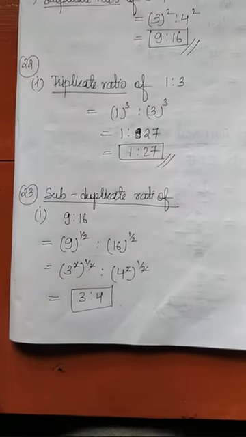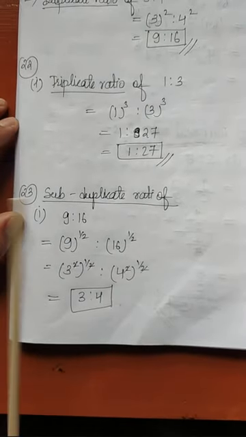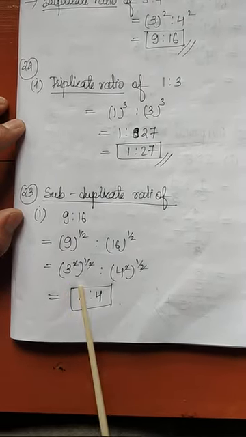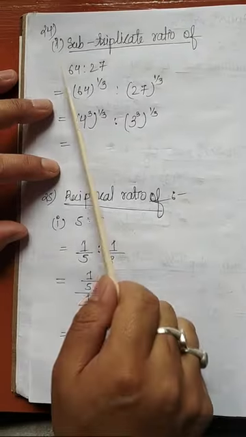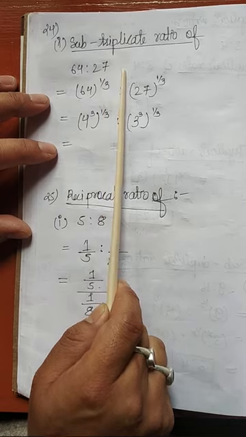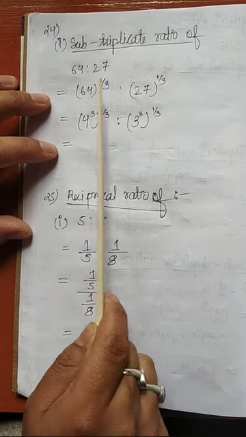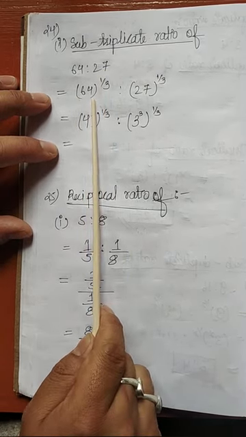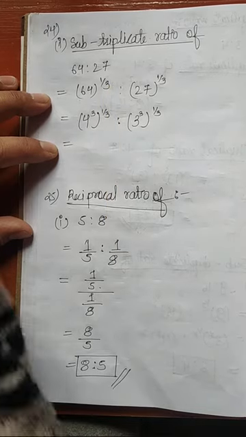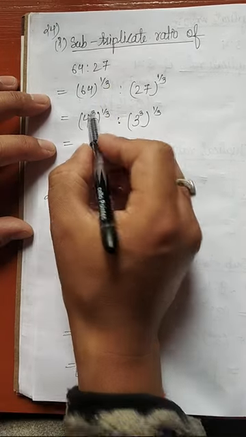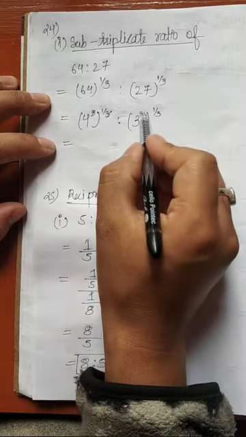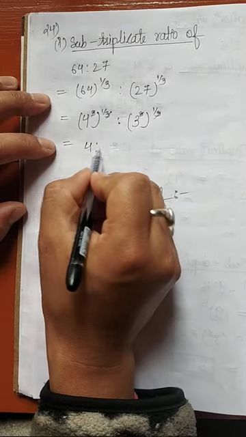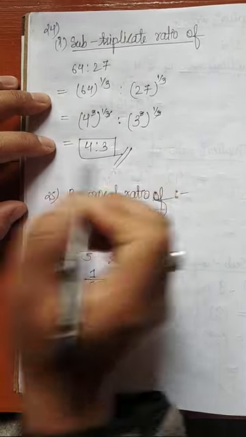Okay, so once again we repeat: duplicate means square, triplicate means cube, sub-duplicate means square root, and sub-triplicate means cube root. Find the sub-triplicate of 64 is to 27. Then write 64 to the power 1/3 is to 27 to the power 1/3. 64 means 4 cube, 27 means 3 cube, gets cancelled out, so 4 is to 3. I hope you're clear with this.